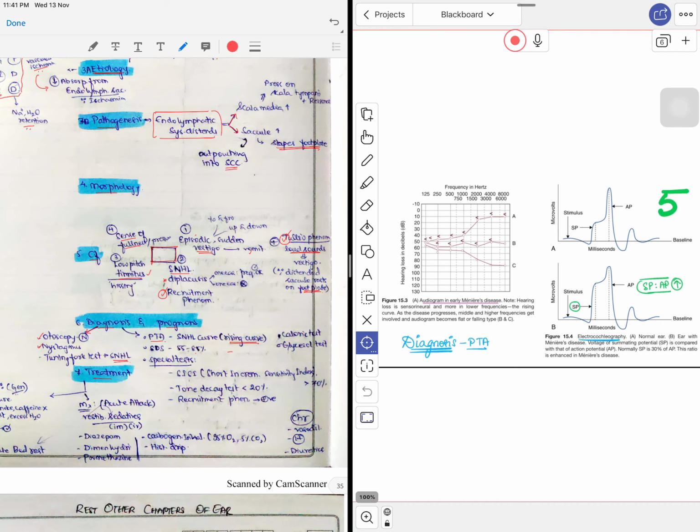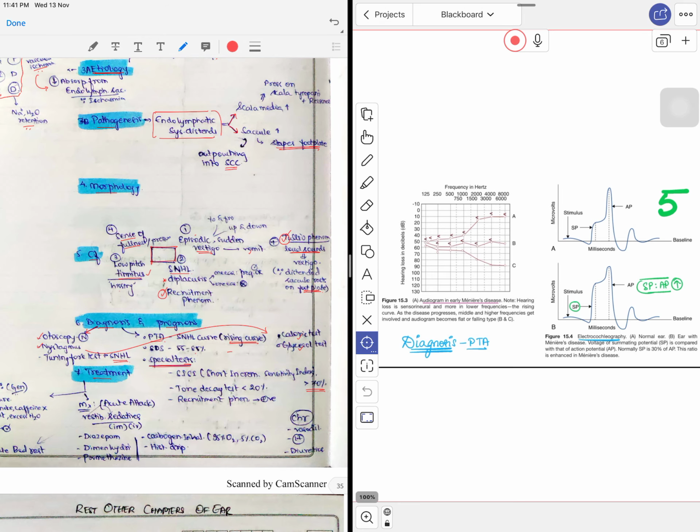And you can also do the caloric test, which is going to be positive. The glycerol test also is going to be positive, which indicates that nystagmus is present in the person. There are some special tests you can note here. First is the SISI, the short increment sensitivity index, which is going to be greater than 70%. Tone decay test is going to be less than 20%, and the recruitment phenomenon, as already told, is going to be positive.